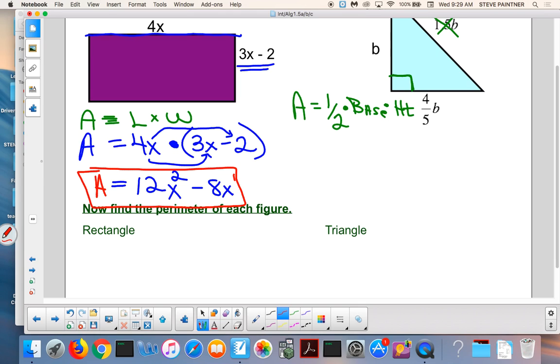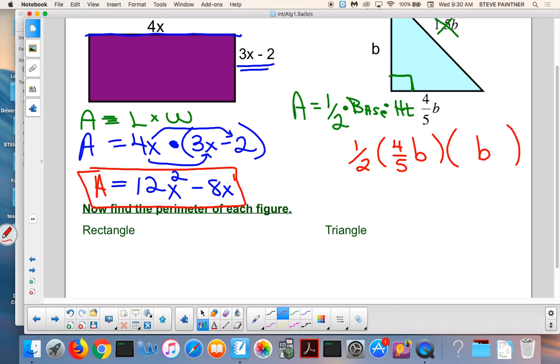Okay, how about this one? Half the base. What's the base? Which one did you call your base? This one or this one? Most people call the bottom the base. 4/5 B. And then they call the height, the vertical one, B, right? So it's 1/2 times 4/5 B times B.